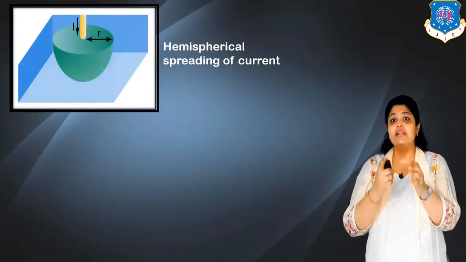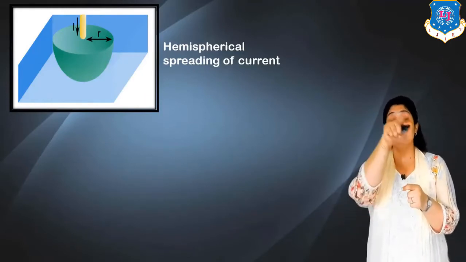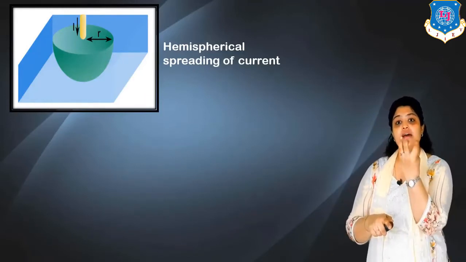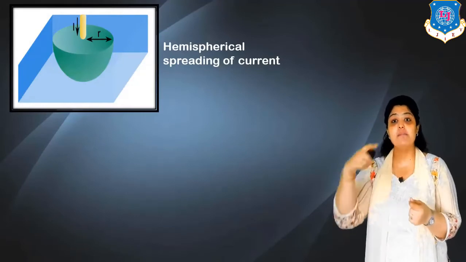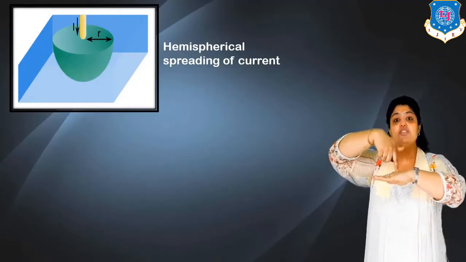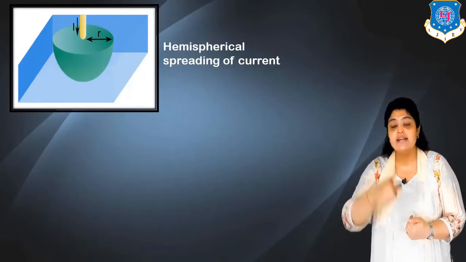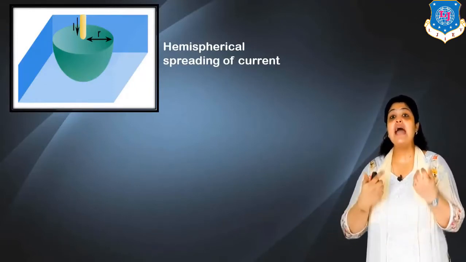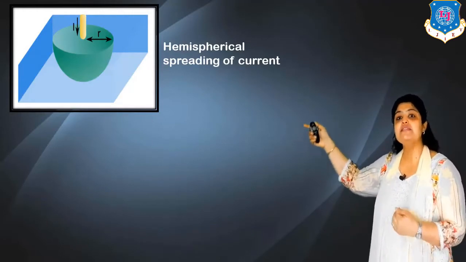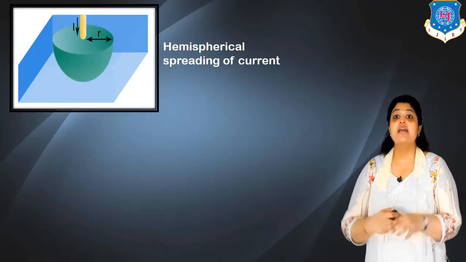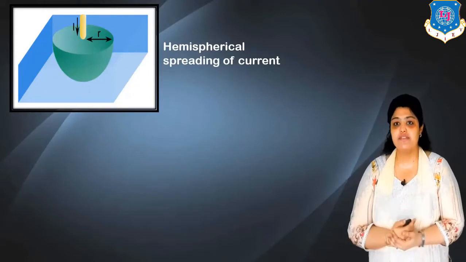Now just assume that the probe was inserted. The current spreading would have been spherical. The current spreads like this in a spherical manner. But here the probe is just on the surface. So how will the current spread? All the current lines will penetrate down and it will actually give you a hemispherical spreading of current. Hemispherical means half of a sphere.